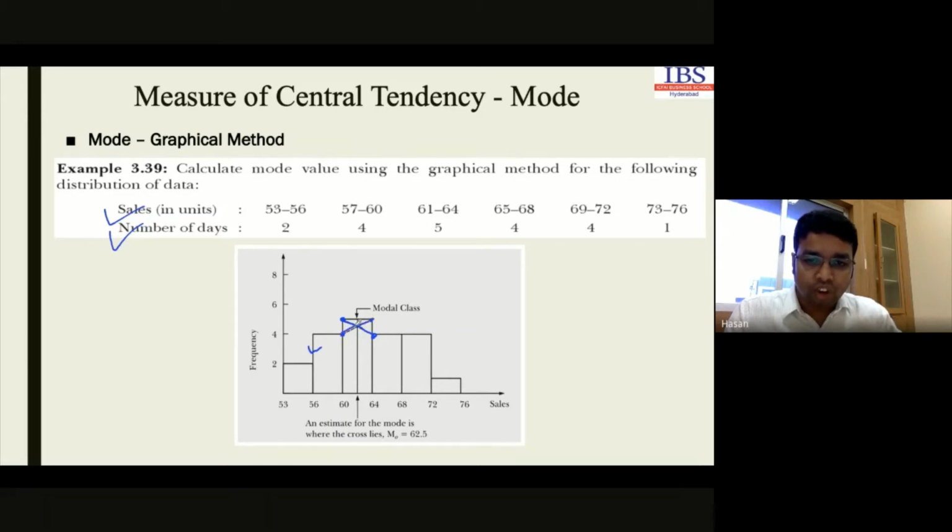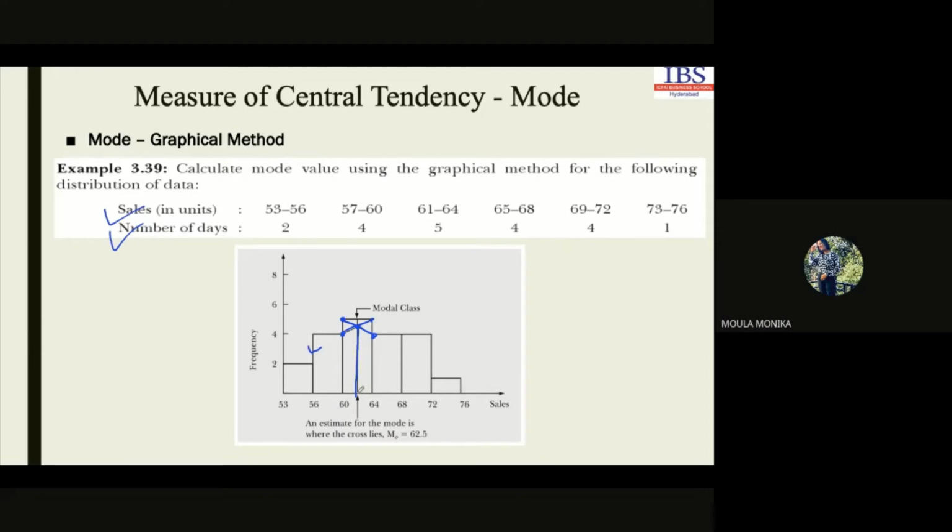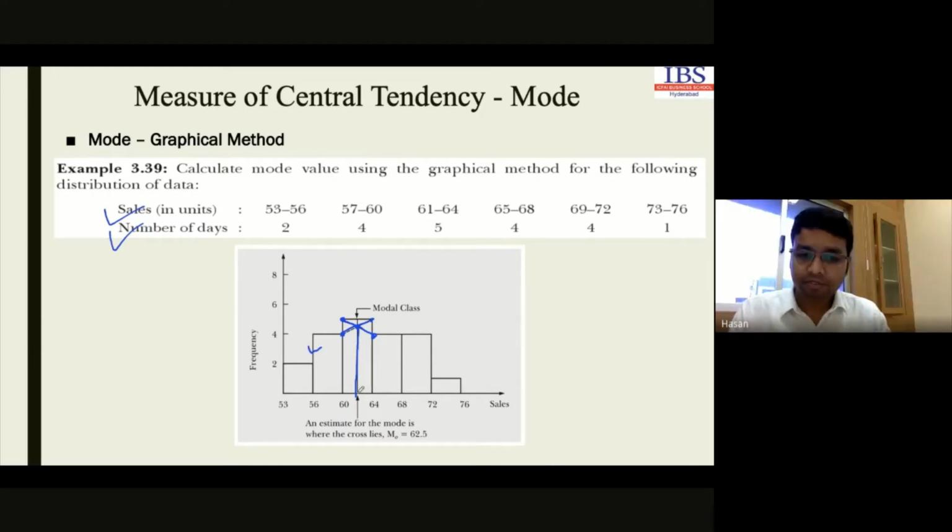From the point where they cross each other, we have to draw the perpendicular to the axis, whether it is the vertical axis or horizontal axis. The point where this perpendicular touches will be the mode position. Clear? Yes, sir. The point where it touches will be the mode position. Everyone got it? Yes, sir. Okay.